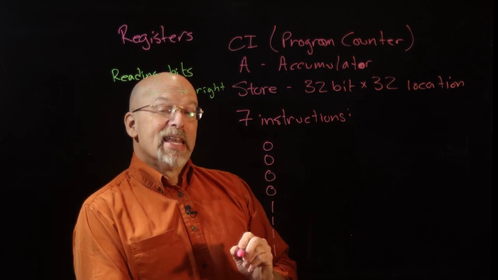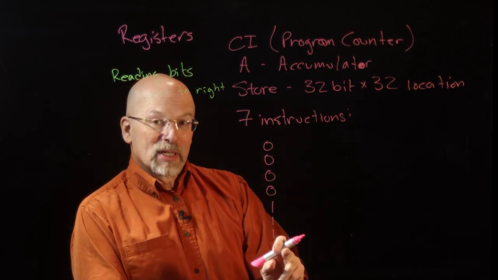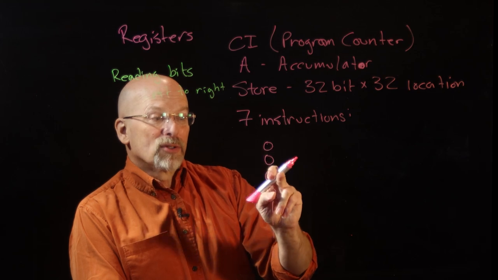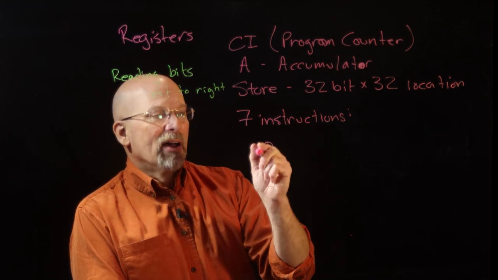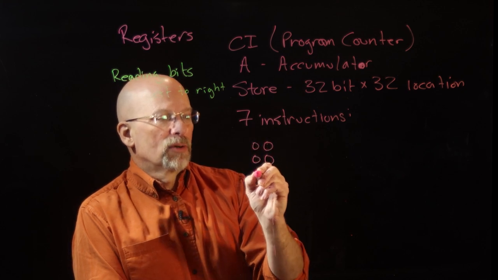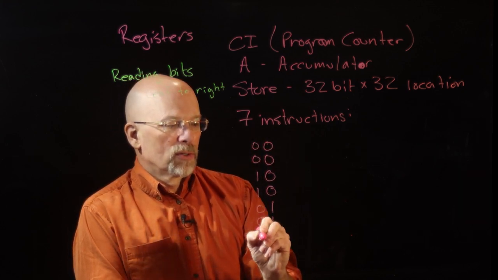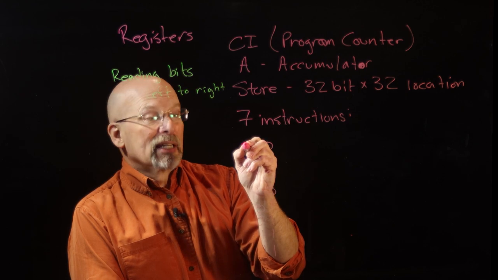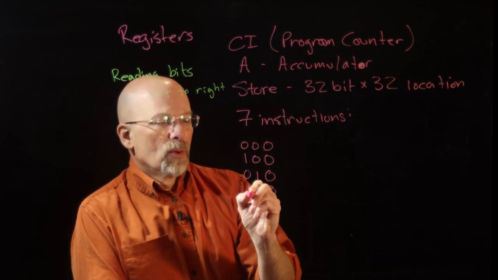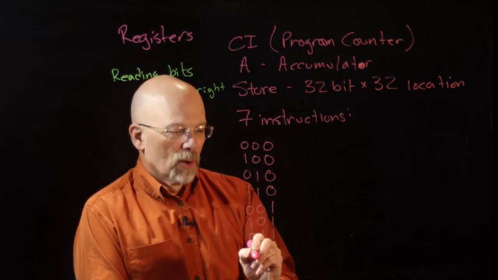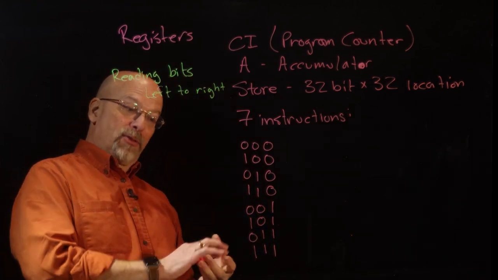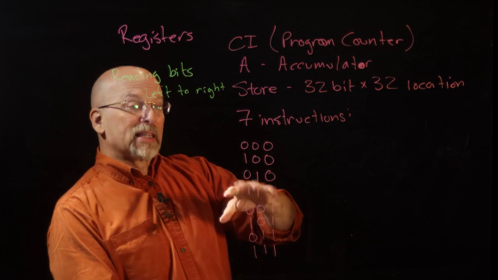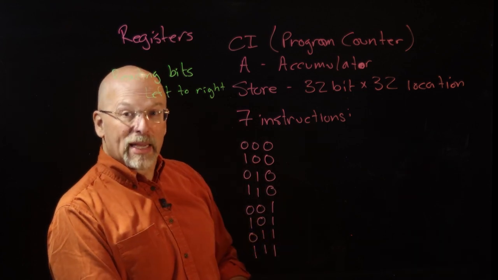Now, the next bit, the next most significant bit, would have two zeros, two ones, two zeros, two ones. But I'm going to put that on the left side of this most significant bit. So we have two zeros, two ones, two zeros, two ones, and then the least significant bit goes 0, 1, 0, 1, 0, 1, 0, 1. And so what we've got here are the three bits that represent the different instructions that are being executed.